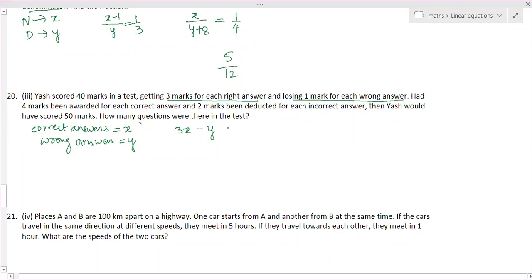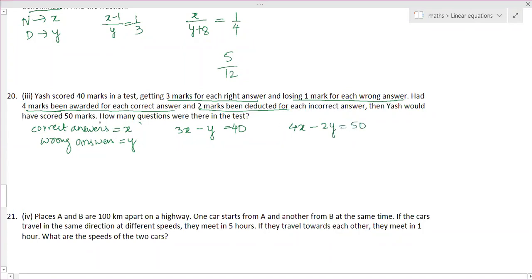And the total marks he got is 40 in the first case. In the second case, 4 marks are awarded for each correct answer, so the total gained is 4x, and 2 marks are deducted for each incorrect answer, so minus 2y is equal to the total of 50.